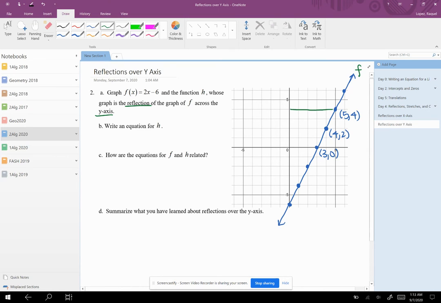So for example, this point 5,4, that is 5 units away horizontally from the y-axis, so that new point is going to be 5 units away from the y-axis on the other side. So my new point is going to be -5, 4. Okay, this point 4,2 is 4 units horizontally away from the y-axis, so the new point is going to be 4 units away on the other side. So that's going to be -4, 2. This point 3, 0 is 3 units away from the y-axis, so the other one is going to be -3, 0, and so on and so forth. So I'm going to go ahead and finish this off.